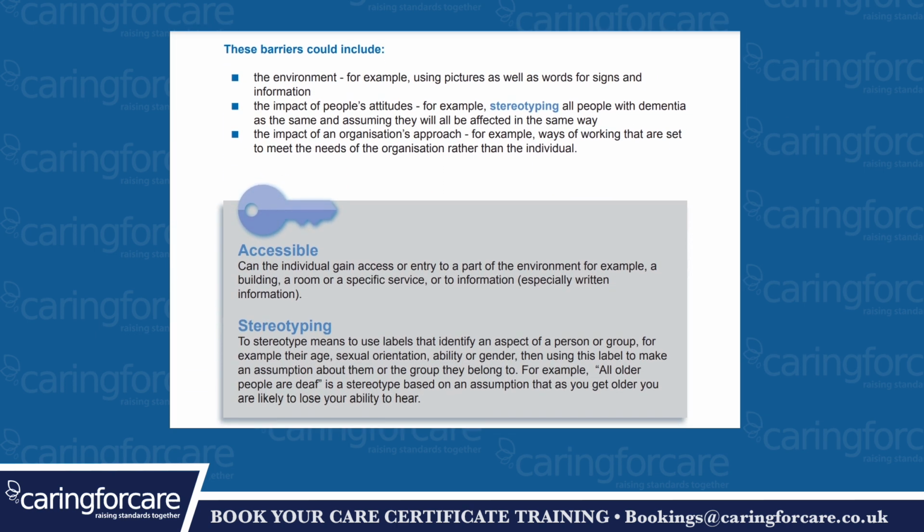These barriers could include the environment, for example, using pictures as well as words for signs and information. The impact of people's attitudes, for example, stereotyping all people with dementia as the same and assuming that they will all be affected in the same way. The impact of an organisation's approach, for example, ways of working that are set to meet the needs of the organisation rather than the individual.